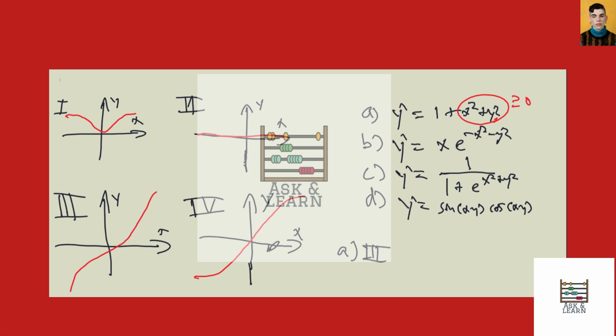For B, we now notice that e to the negative x squared plus y is always greater than 0, but x changes sign as you flip over the origin. So the solution to this function should be increasing on one side and decreasing on the other, which leaves us with either 1 or 2.